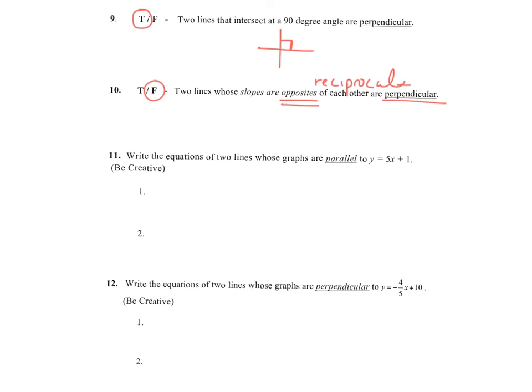Okay. And then number 11, the equations of 2 lines where the graphs are parallel to this line. So think about what that means. In order for it to be parallel, it has to have the same slope, but a different y-intercept, because if you had the same slope and the same y-intercept, it's actually the same line, which doesn't work. So this would have to be something like y equals 5x minus 2, or y equals 5x plus 7, okay? The 5 has to be the same, but the y-intercept should be different.